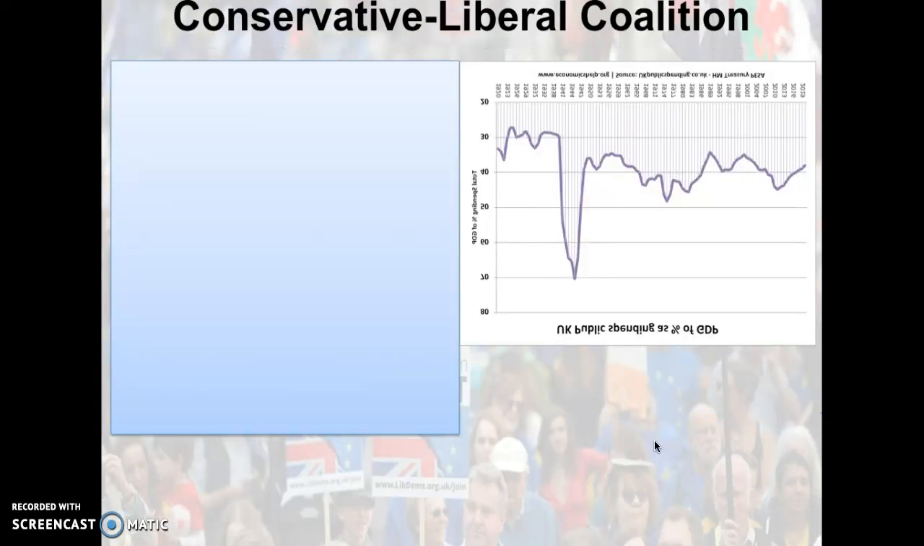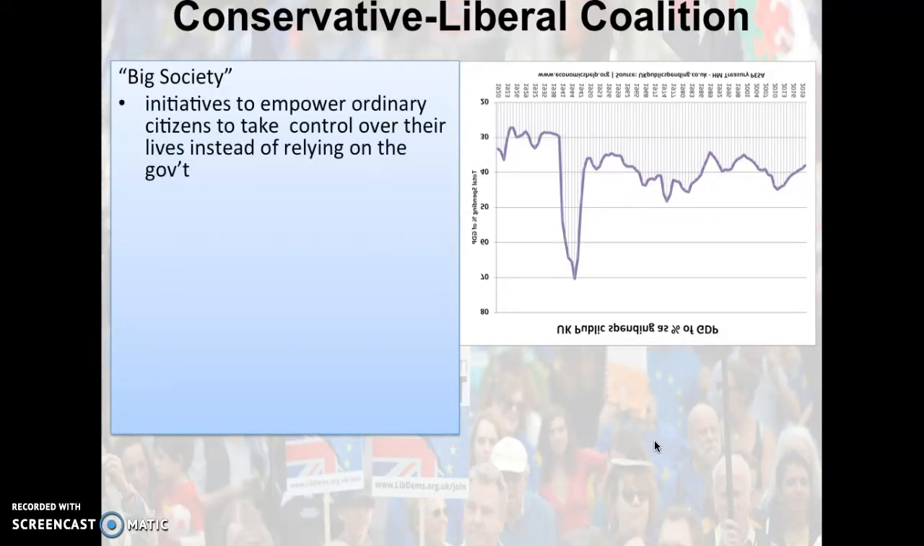So, what did they do as a coalition? Well, they had a policy push called Big Society, and Big Society focused on empowering citizens to take control of their lives instead of relying on government social welfare programs to take care of them.